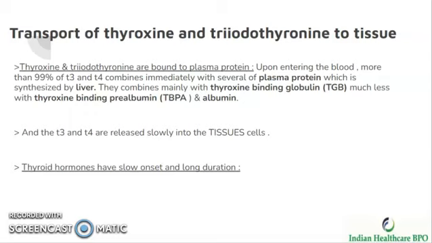Transport of thyroxine and triiodothyronine to tissue. Generally, T3 and T4 are bound to the plasma protein, which is synthesized by the liver. They mainly combine with thyroxine binding globulin, and T3 and T4 are released slowly into the tissue cells. And thyroid hormones have slow onset and longer duration.